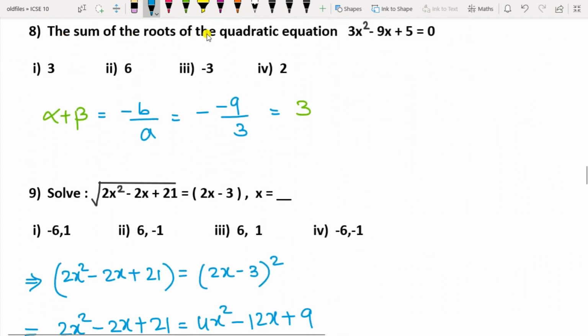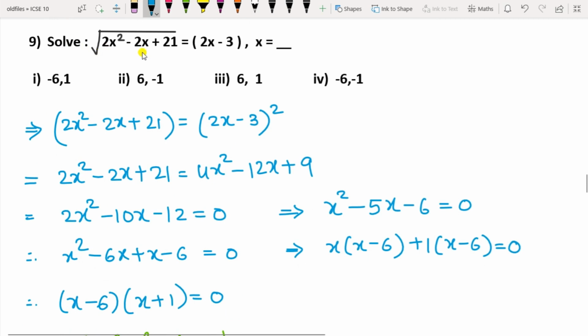Question 8. The sum of the roots of the quadratic equation 3x square minus 9x plus 5 equal to 0. So you have to find just the sum of the roots. So alpha plus beta equal to minus b by a. So minus of minus 9 by 3. Okay. So that becomes 3. So plus 3 is the correct option.